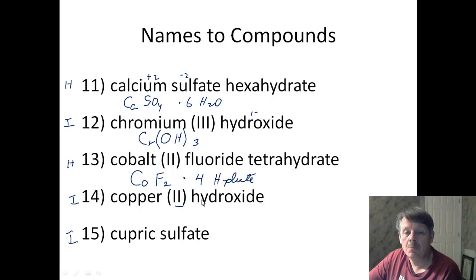I have copper 2 hydroxide. Well, copper is Cu. Hydroxide is OH. I have a +2 charge on copper. Hydroxide's a -1. So when I crisscross, I need 2 hydroxides.